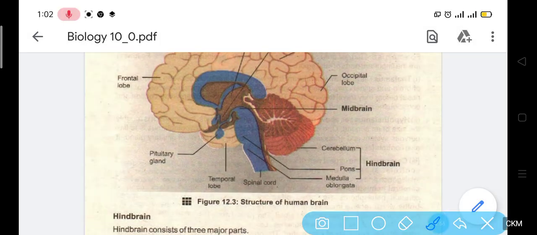So students, if you look at the brain, you will get it more clearly. This is the spinal cord, above the spinal cord there is the medulla oblongata, above the medulla oblongata there is the pons, and just behind the medulla oblongata there is the cerebellum.